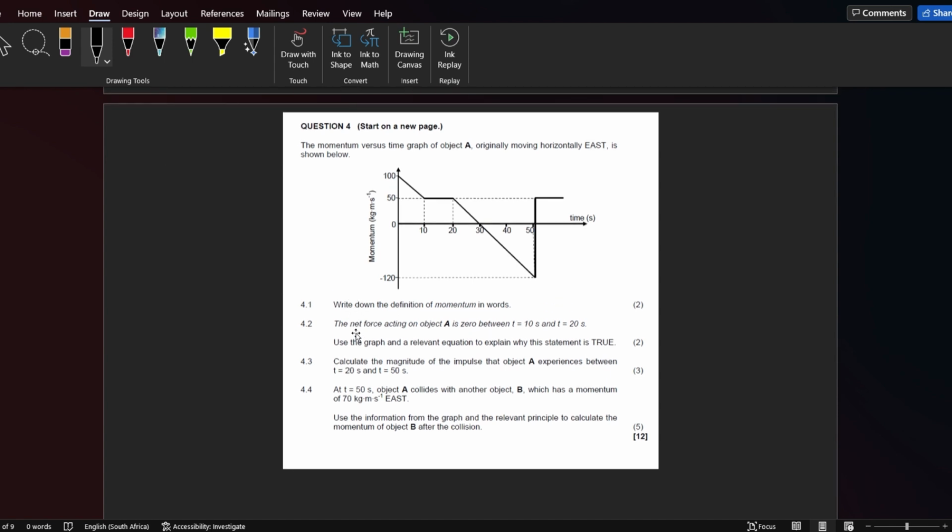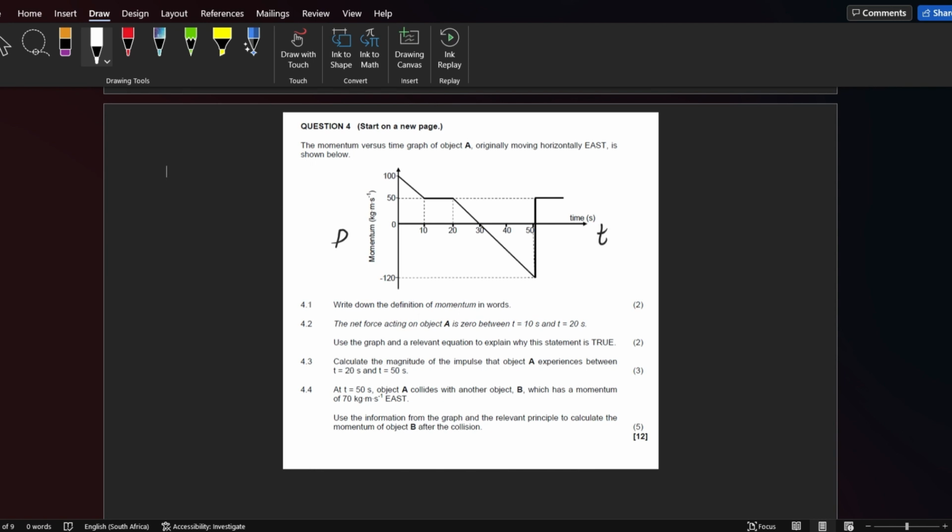Question 4.2 tells us the net force acting on object A is 0 between time equals 10 seconds and time equals 20 seconds. So between this point and this point. And then they ask us to use the graph and a relevant equation to explain why the statement is true. So they're telling us the statement is true, and we have to prove it using the graph given and a relevant physics equation. We know that the graph is momentum versus time.